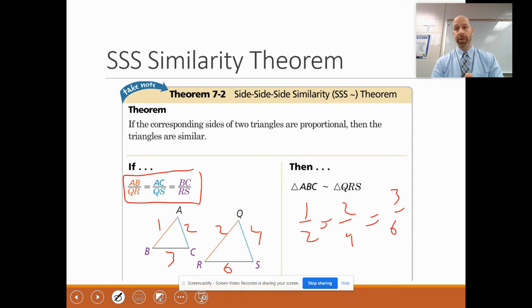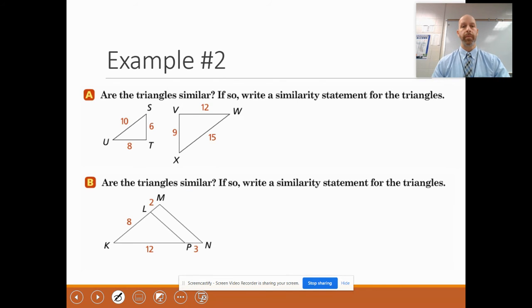So we've got the AA, which is the easiest one. We have the SAS, which is side angle side, and SSS. Now, when we're dealing with sides, we're not trying to necessarily show that they are the same measure. They just need to be proportional. Now, they could be the same measure.